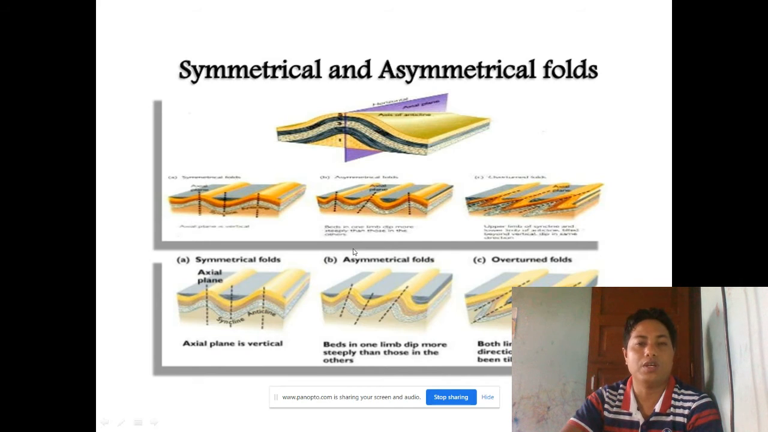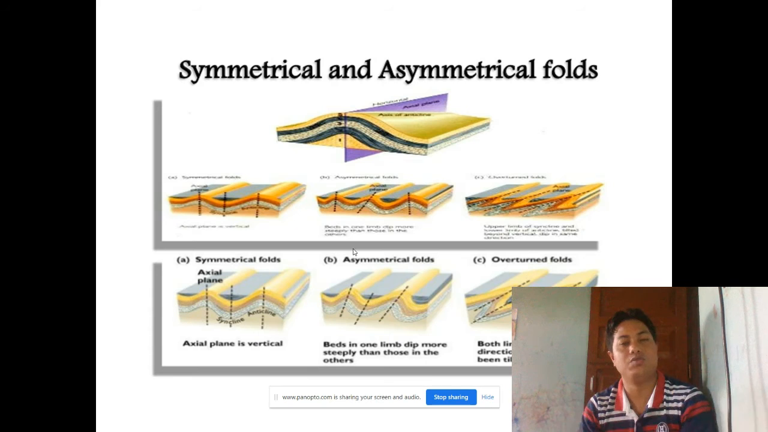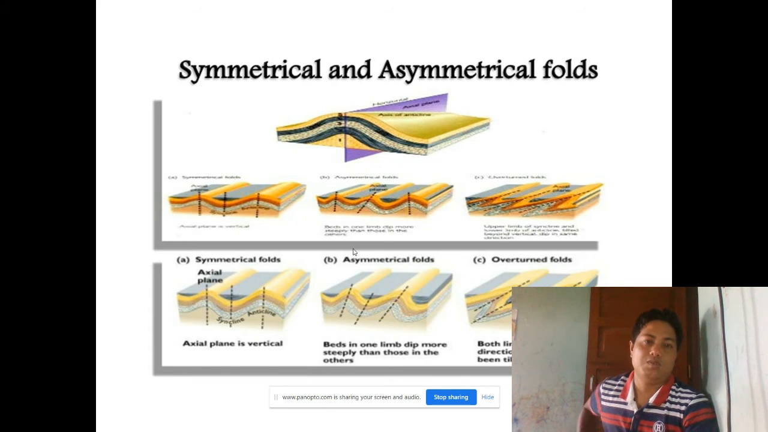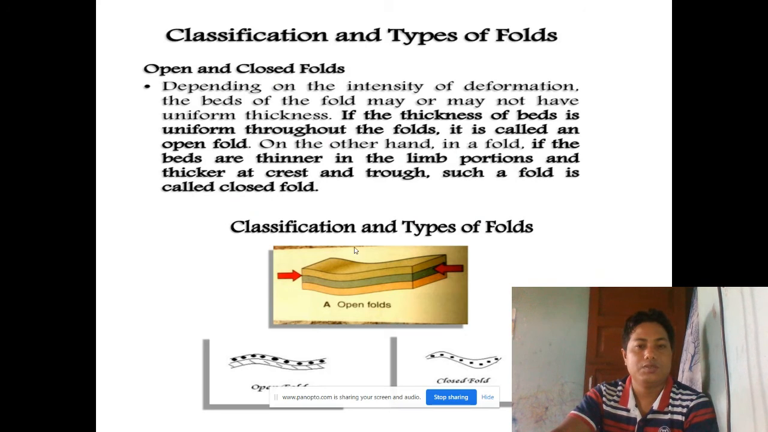You can write in your own words when you know which is known as limb, which is known as axis, which is known as crest. All these things you need to know before. So classification on the basis of openness: open folds are there. Slightly, it is a fold, but it is an open fold.